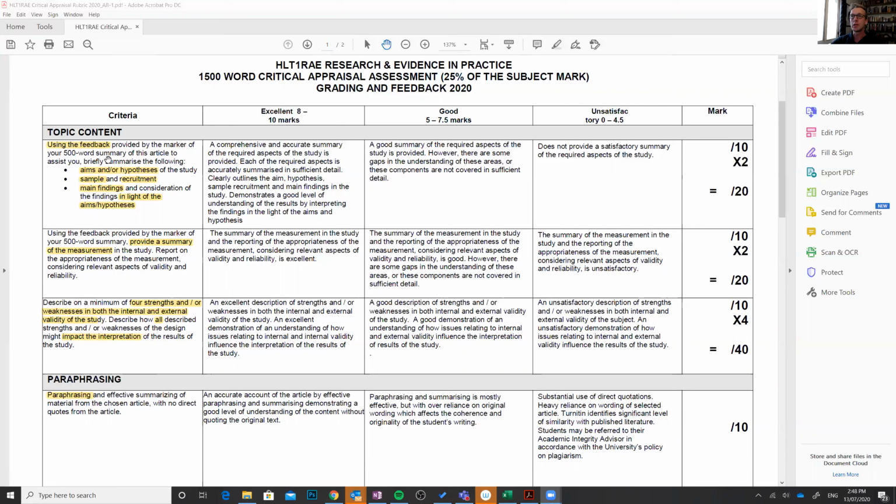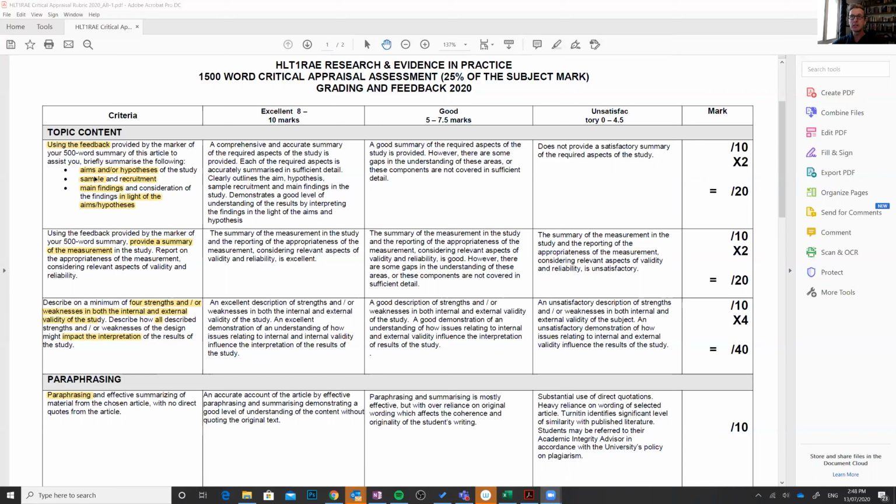So you're going to take your 500 word piece of amazingness and develop it to be even stronger. You know already, because we've been through this with the 500 word, that this is going to include the aims and hypothesis of the study. Make sure that it's clearly articulated, that you understand what those aims and hypotheses are. The sample and recruitment method: who did they include? How did they get them? Make sure it's really, really clear.